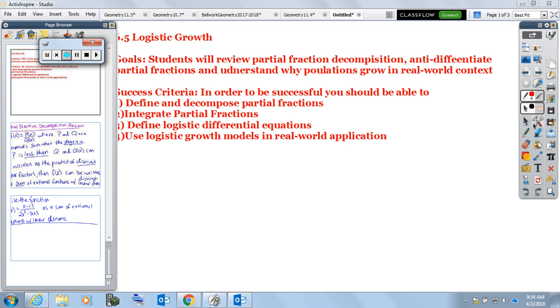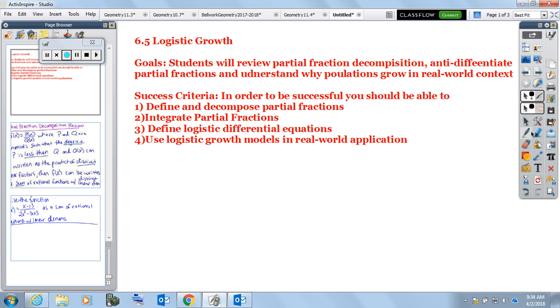Alright, ladies and gentlemen, so we are starting now into 6.5, which is all about logistic growth. The goals of this lesson and this entire topic are to review what partial fraction decomposition is. We're going to anti-differentiate partial fractions and understand why populations grow in real-world context as well.